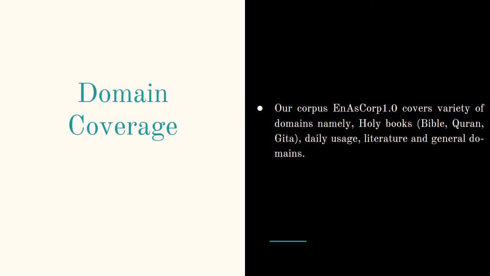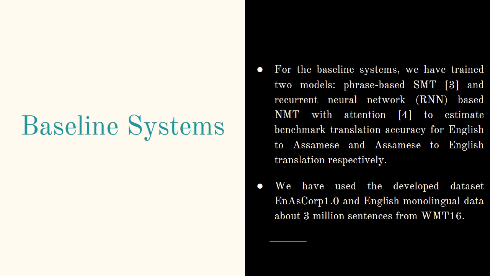In domain coverage, we have covered general domains like daily use, holy books, and literature. For the baseline system, we have trained two models, phrase-based SMT and recurrent neural network-based NMT with attention, to estimate the benchmark translation accuracy for English to Assamese as well as Assamese to English translation respectively. We have used the EnAsCorp1.0 dataset, and for English monolingual data we have used 3 million sentences from WMT16, which is freely available.